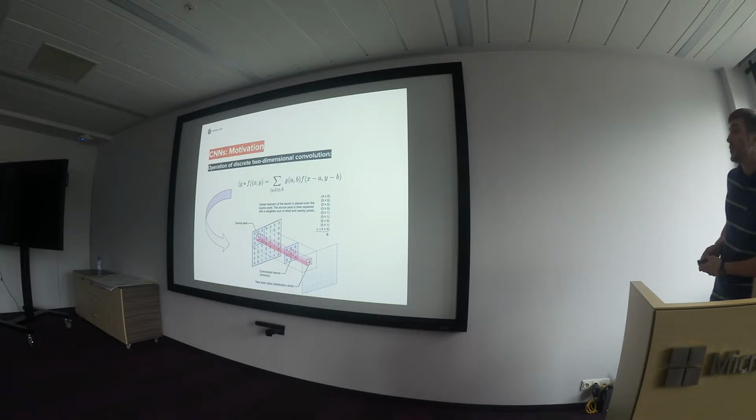So, to convolution: suppose that we have an image which is represented as a matrix of integers, and then we have another matrix which is usually much smaller. Here it is 3 by 3. This is called the convolutional kernel.